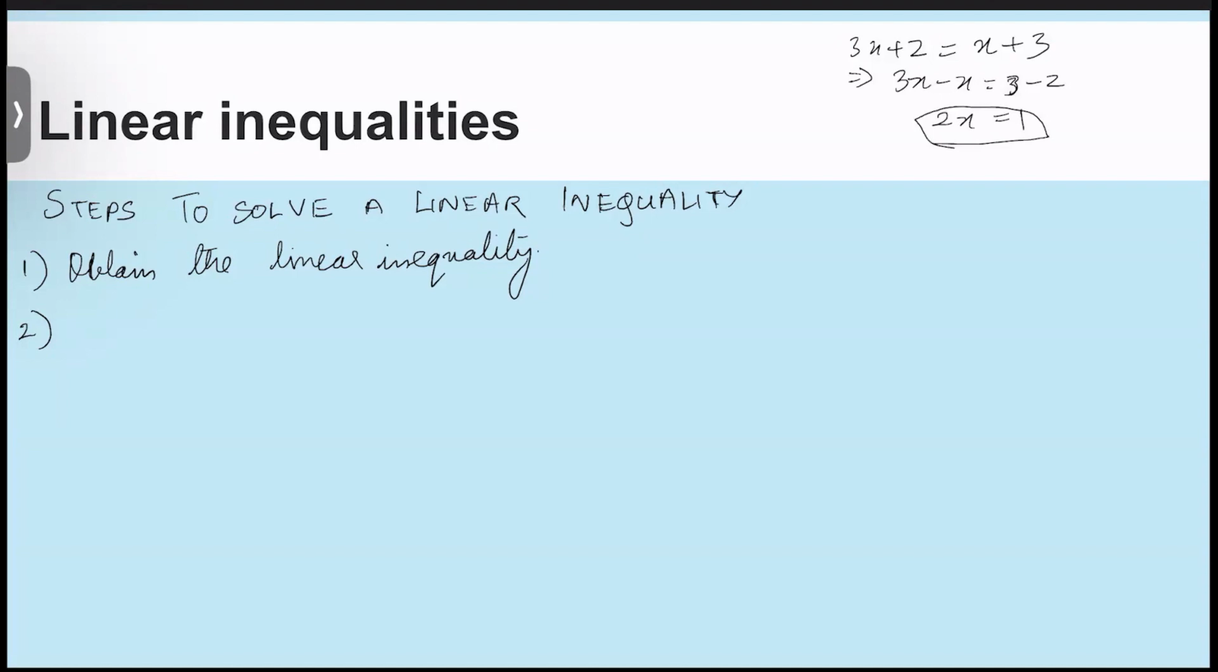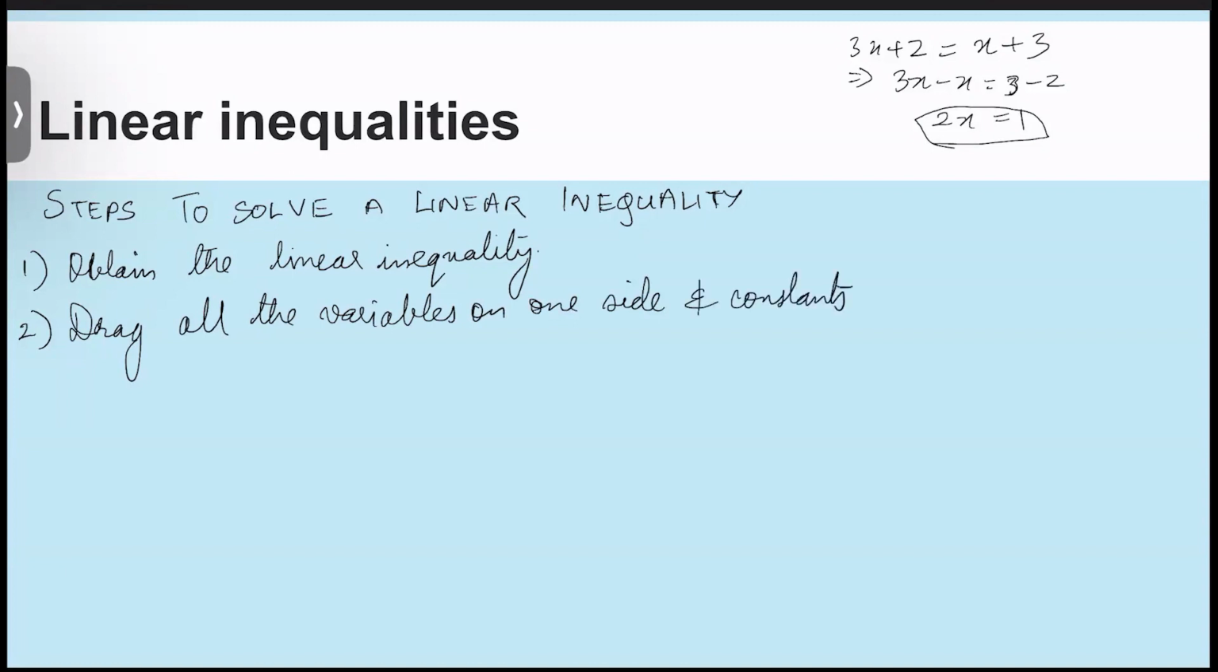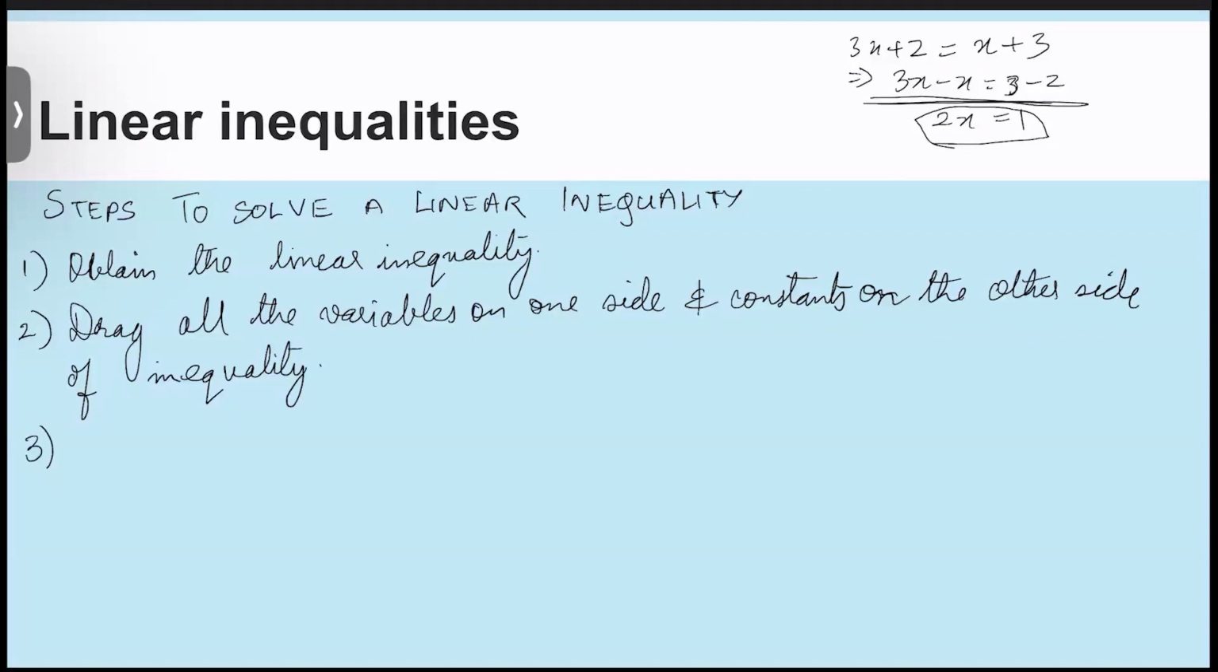So the next step that we can do is drag all the variables on one side and constants on the other side. Okay. So we can do it in a similar fashion. Now the third one is that we will simplify.